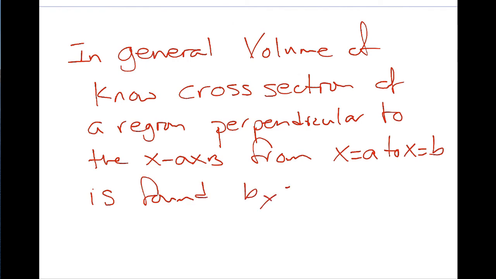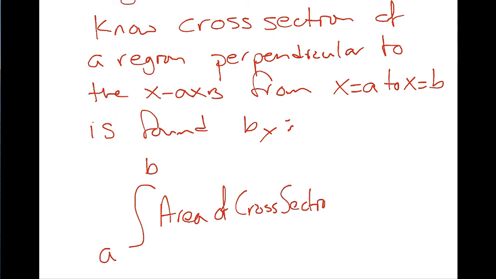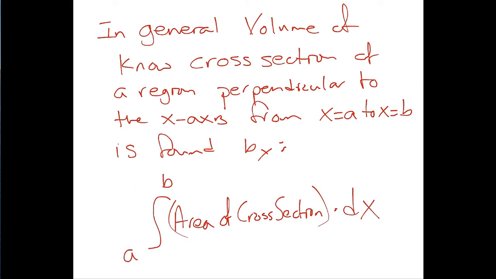What we would do is we would integrate from a to b the area formula, area of the cross-section, times dx, where dx is the width of the cross-section. That generates the volume of the known cross-section.